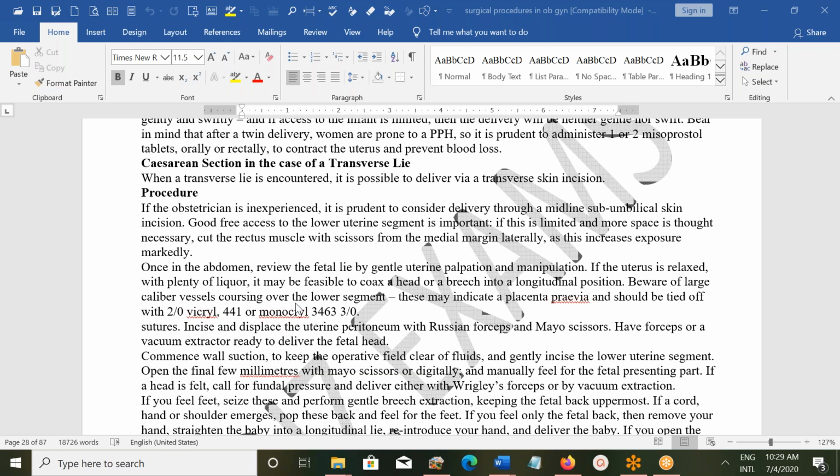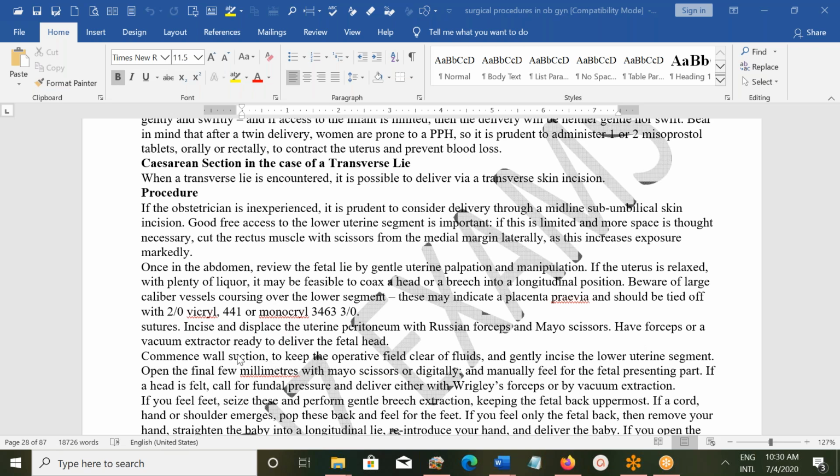Once in the abdomen, review the fetal lie by gentle uterine palpation and manipulation. If the uterus is relaxed with plenty of liquor, it may be feasible to coax the head or a breech into the longitudinal position. Beware of the large caliber vessels which will be coursing over the lower segment. These may indicate a placenta previa, and they should be tied off with 2-0 Vicryl or Monocryl. So incise and displace the uterine peritoneum. You can use the Russian forceps or Mayo scissors.